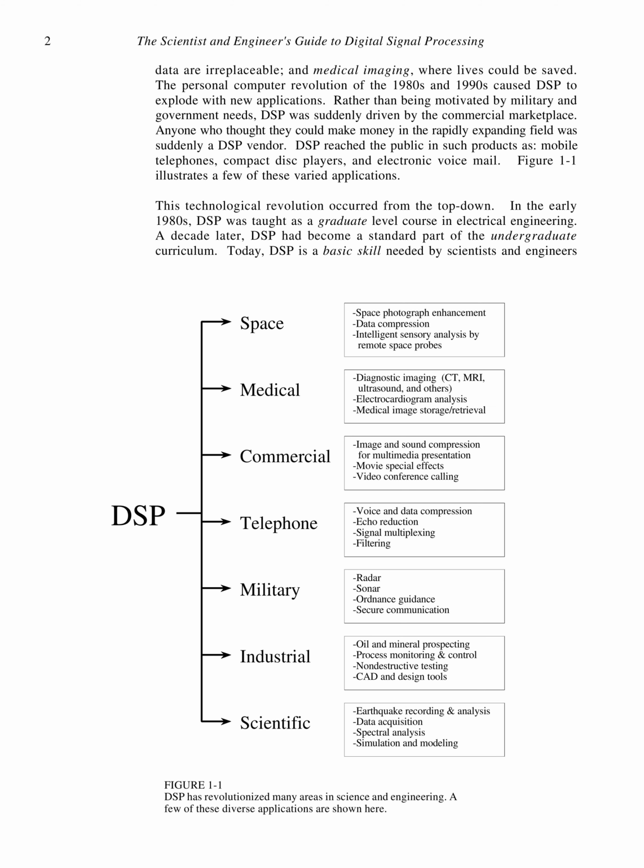This technological revolution occurred from the top down. In the early 1980s, DSP was taught as a graduate-level course in electrical engineering. A decade later, DSP had become a standard part of the undergraduate curriculum. Today, DSP is a basic skill needed by scientists and engineers.